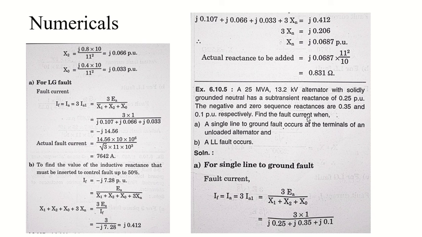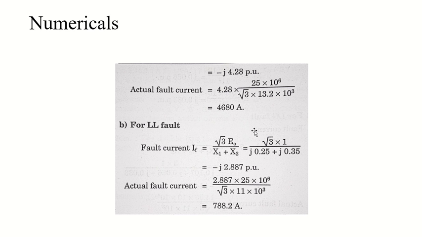It will be the same as IA, and IA will be 3 times my positive sequence current. So the formula for positive sequence current is equal to EA divided by x1 plus x2 plus x0. You already know the values of x1, x2, x0 because they are given in the question itself: 0.25, 0.35 and 0.1. You also know the value of EA, which we are taking as normally 1 per unit, and 3 multiplied with it. So the value of IA will be minus j 4.28 per unit.